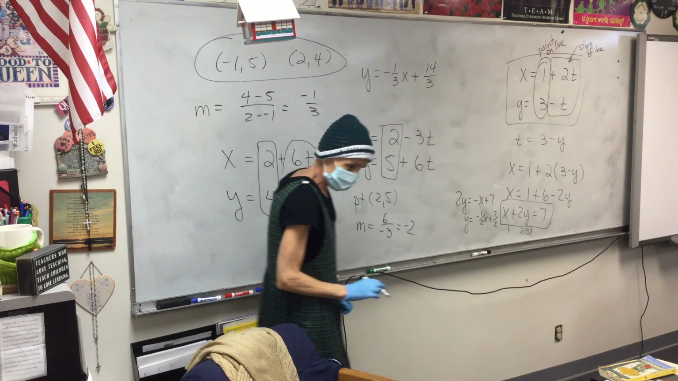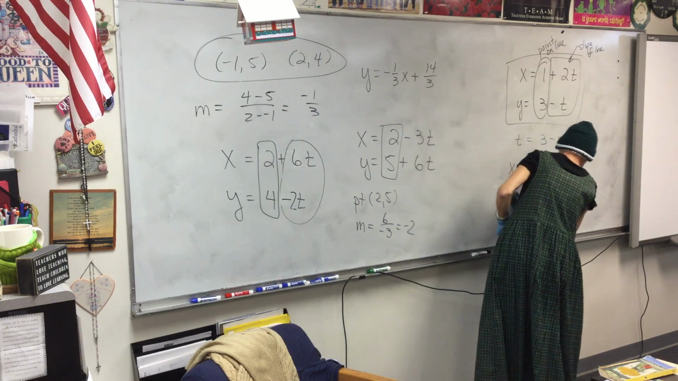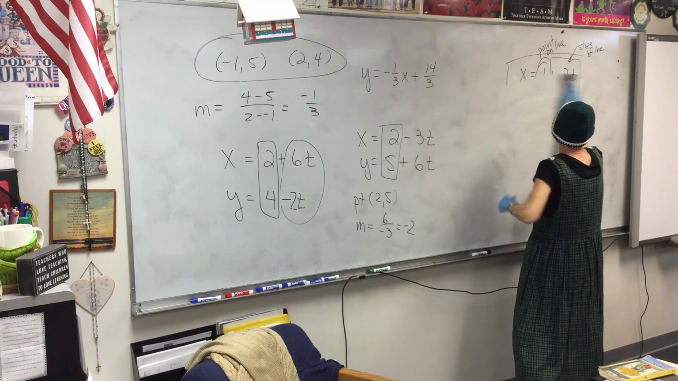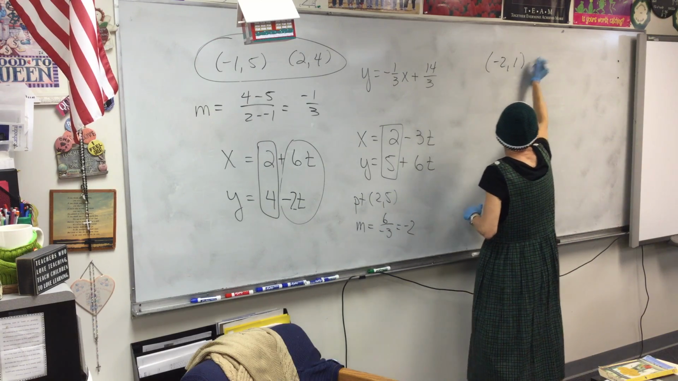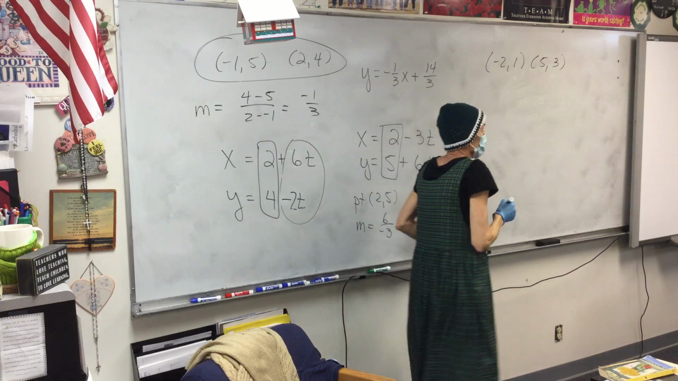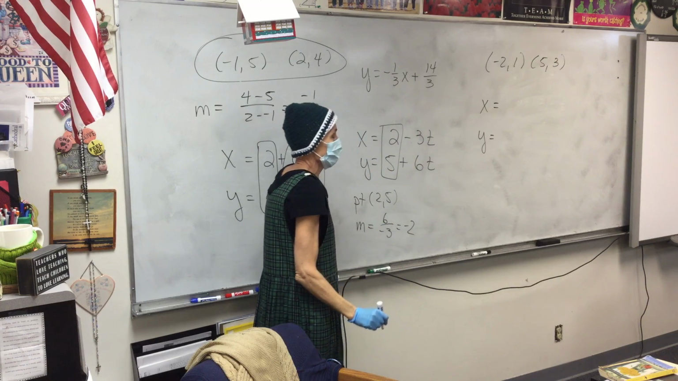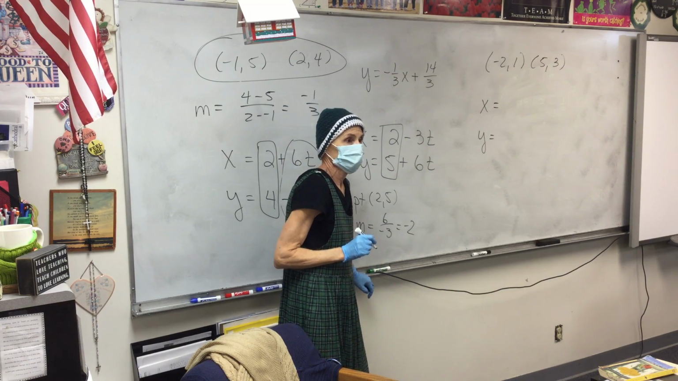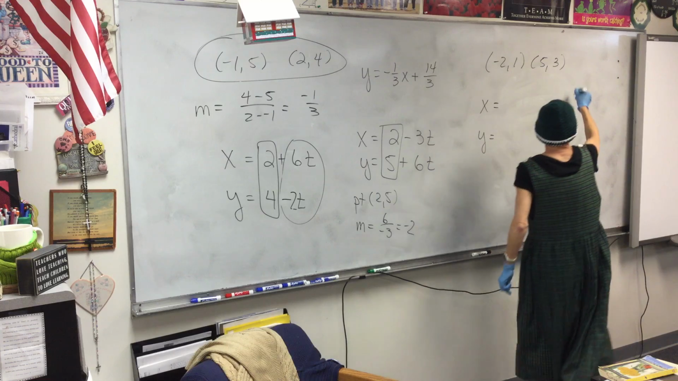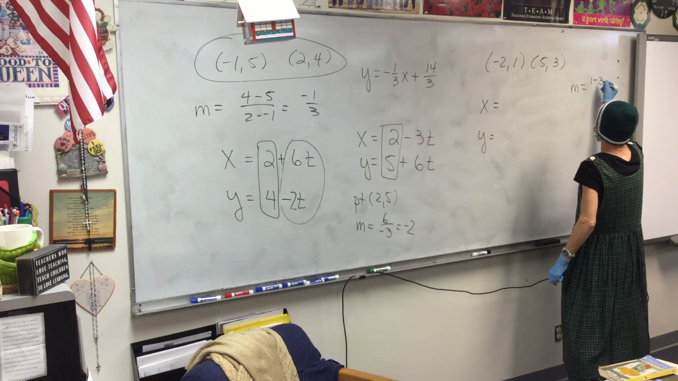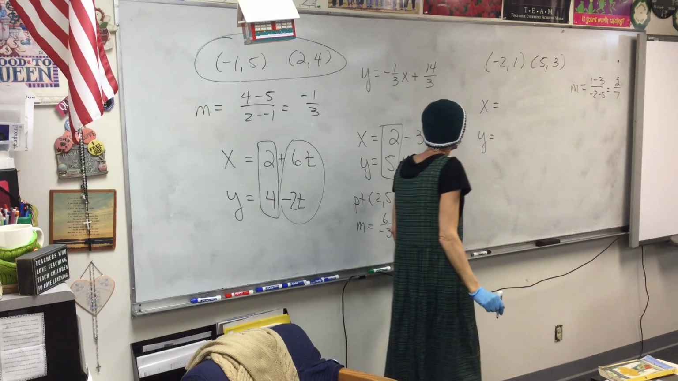All right, let's try another one, since that was a little bit different for us. Let's suppose your job is to write the parametric equations through the points -2,1 and 5,3. So you're going to write the parametric equations of the line through those 2 points. Find slope. So step 1, we need that slope for sure. So, I got +2/7. Did I do that right?